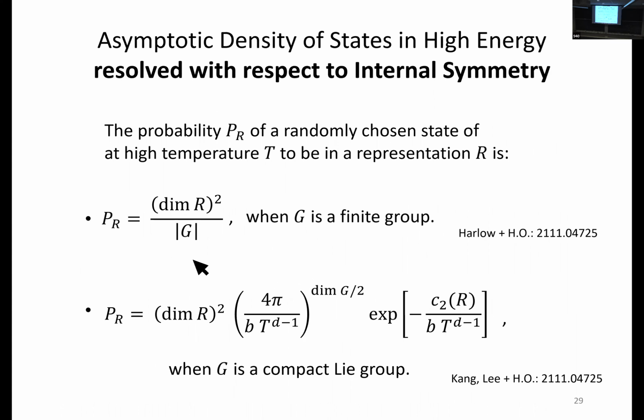So this is a summary. We have shown that in the high temperature limit, the probability of a randomly chosen state at high temperature to be in the representation R is given by this formula for a finite group and this formula for a compact group. This was originally motivated by Hario and me in the context of a holographic theory, but now we have a more general derivation based on low energy effective theory.